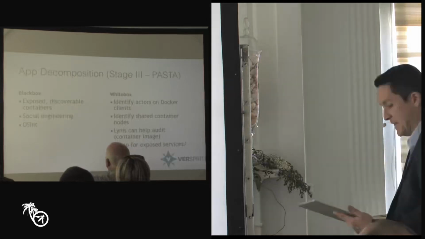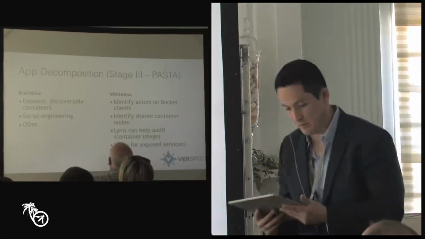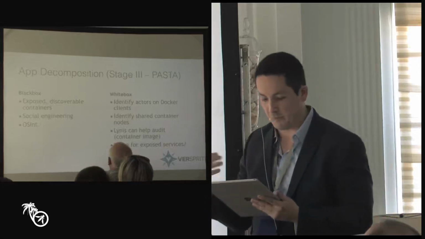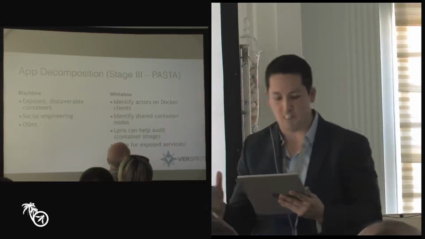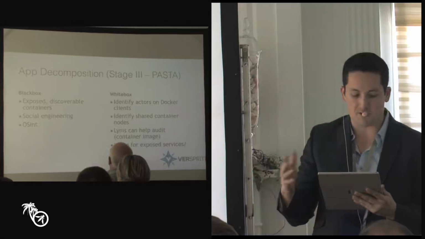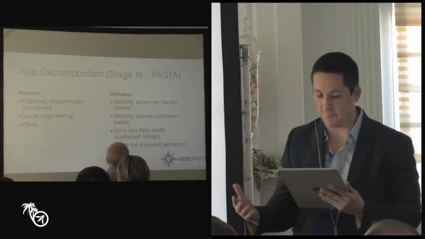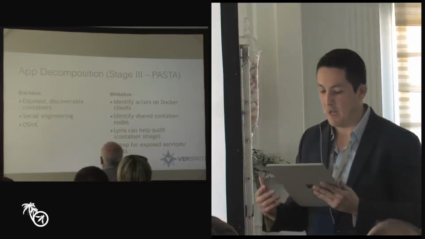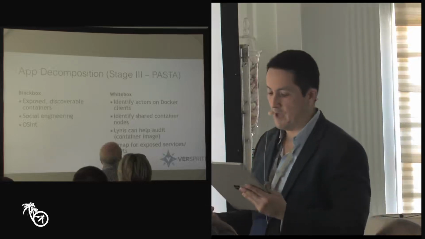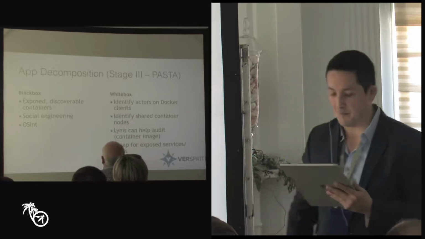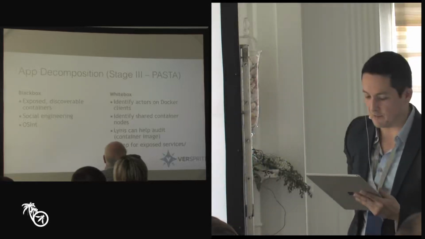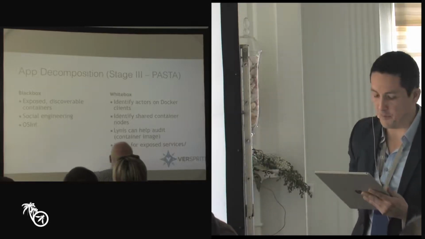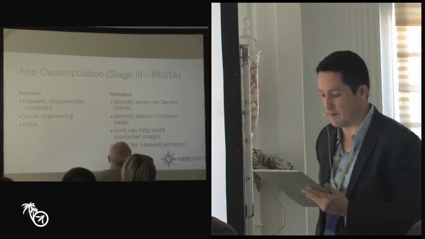Okay, so we've decomposed the going to stage 3. We want to be able to have a black box, white box approach, but we want to be able to expose discoverable containers, do social engineering, get OSINT. A white box approach might be to identify actors on Docker clients, identify shared container nodes. Lynis is a tool to help audit your container image.